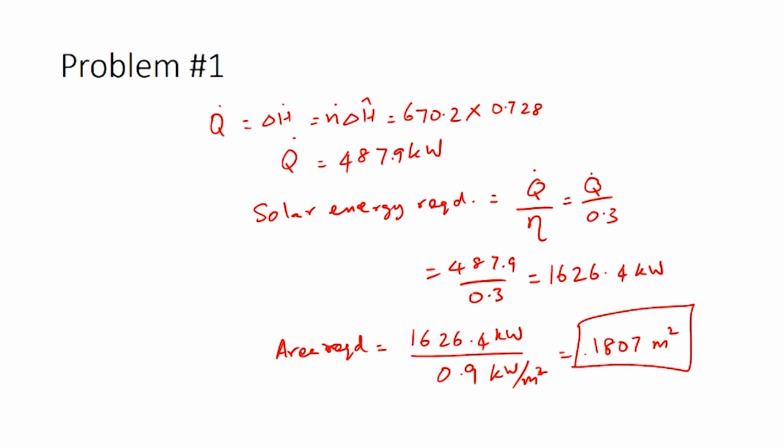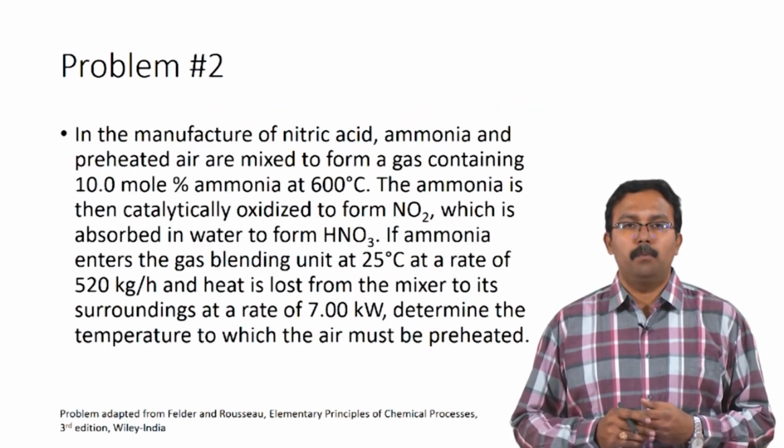So, the amount of air heated would be 1000 meter cube per minute. So, with this we have actually solved the energy balance problem, and we will move on to the next tutorial problem. So, here is the next tutorial problem.